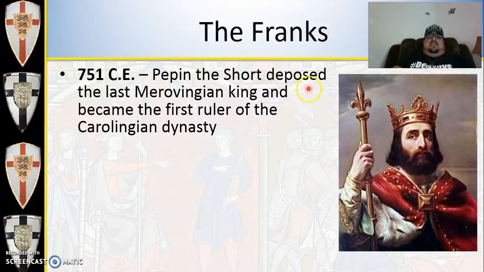Pepin the Short. Now, I don't remember seeing anything historically of Pepin being a really short man, but he deposed the last Merovingian king and became the first ruler of the Carolingian dynasty. So in 751, Pepin the Short took these guys out, so these guys are no more, and became the first ruler of the new Carolingian dynasty.